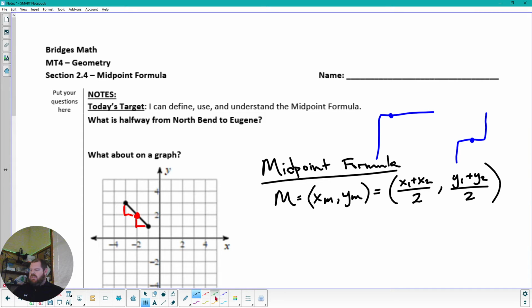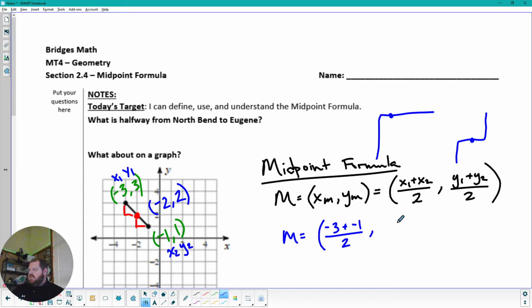Let's make sure that that works in this example here. So same numbers as yesterday, -3, 3 and -1, 1, and we propose that the answer is probably -2, 2. Let's make sure that we get to that. So we'll do the same thing. We'll say we got x1, y1, and x2, y2. I think I did these opposite yesterday, but that's okay. It really doesn't matter. So the midpoint is equal to the x's added together, -3 plus -1 over 2. And then the y's added together, 3 plus 1 over 2.